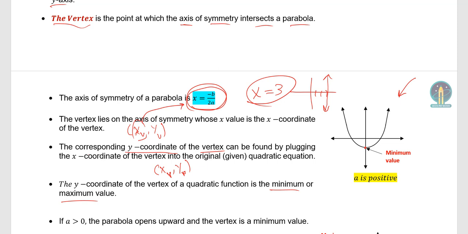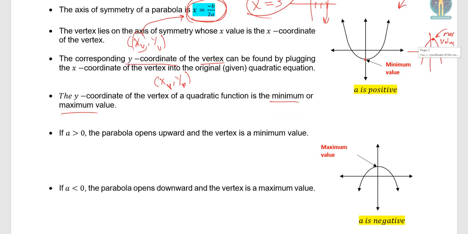Okay? Let's say you had a parabola that opens down, not up. In which case, this vertex is the maximum value for the function. Okay? There is no other value on the function graph that is greater in y than the y value of this vertex.